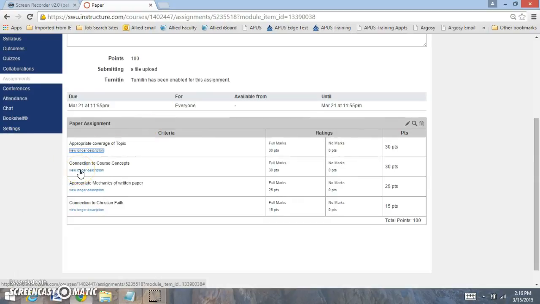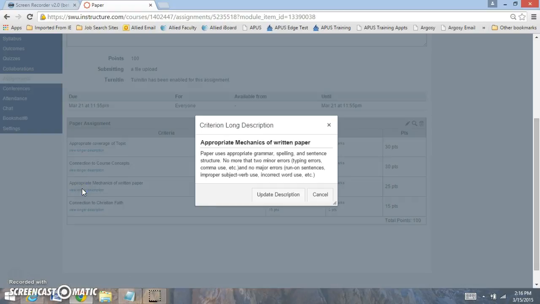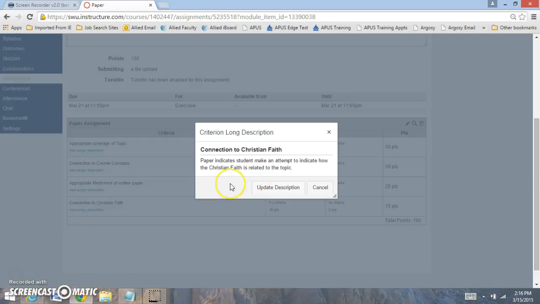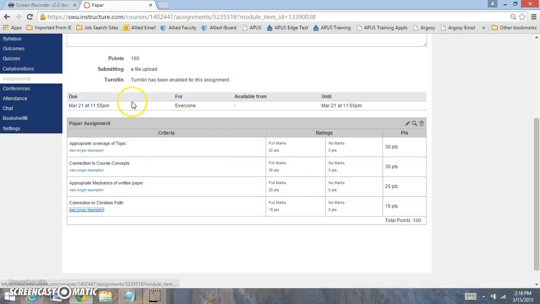Connection to course concepts. Do you actually bring course concepts into the paper and really apply them? Mechanics. Do you have any mechanical errors? Is APA formatting used in your paper? And connection to Christian faith. Do you attempt to relate some aspect of the paper to your faith?